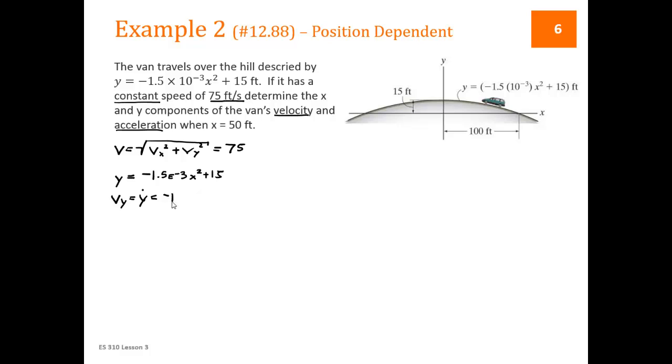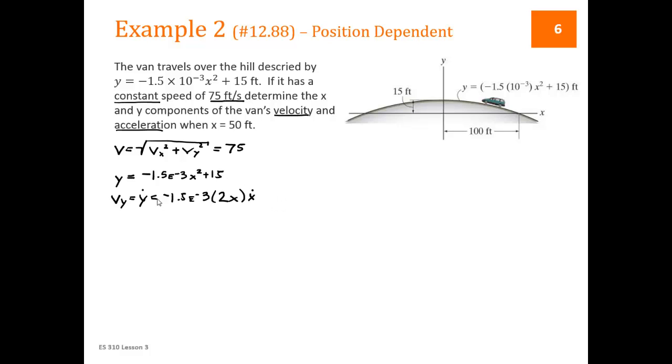So we have negative 1.5 e to the negative 3. That sits out front. It's a constant. What is the time derivative of x squared? Well, the outer derivative of x squared is 2x. The inner time derivative of the x squared is x dot. And the time derivative of 15 is 0.